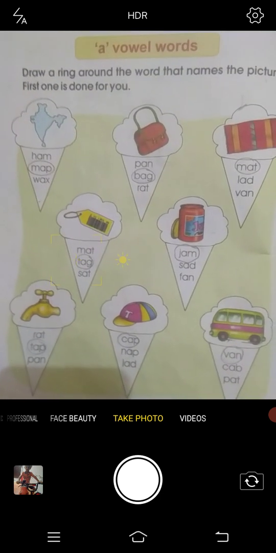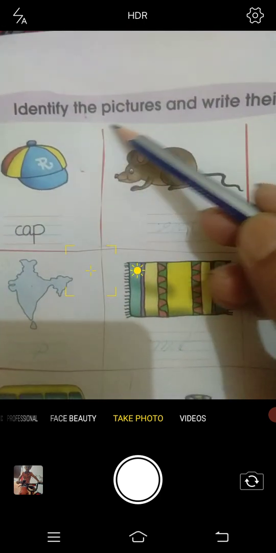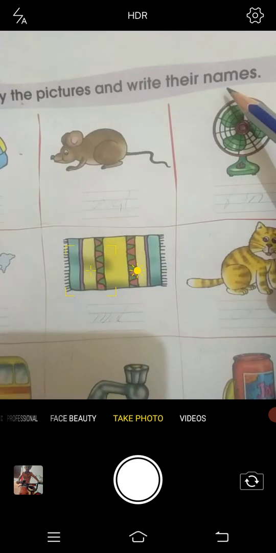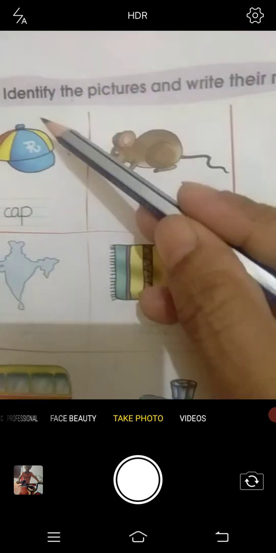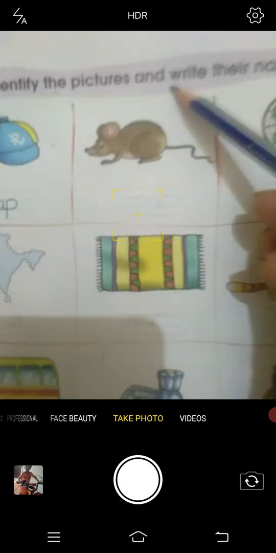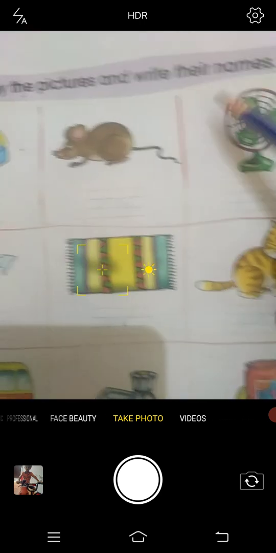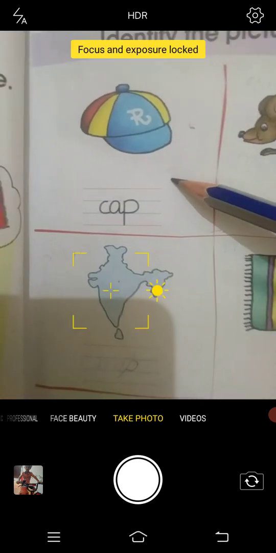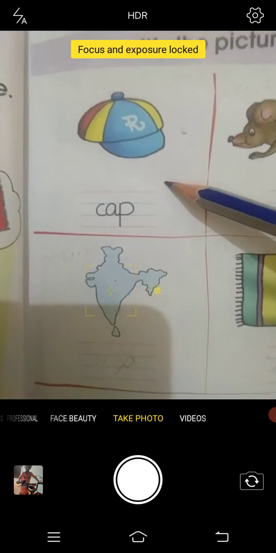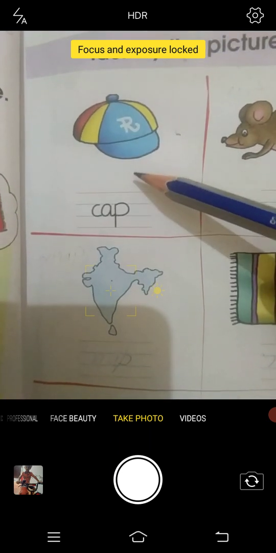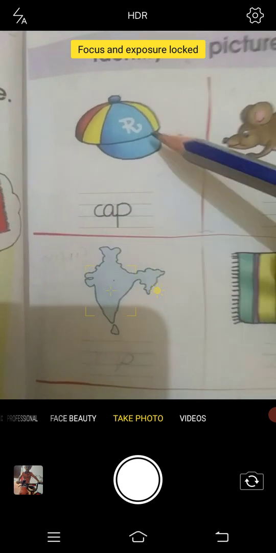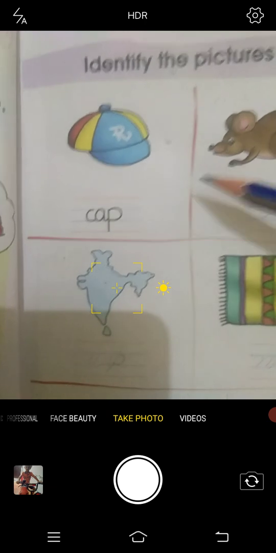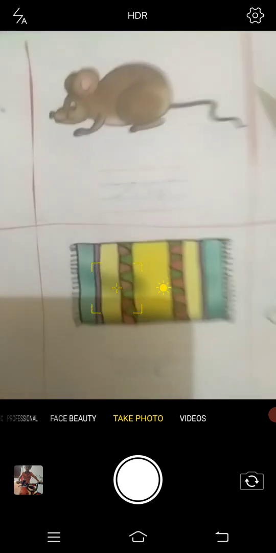Now, come on to page 13. What is written here? Identify the pictures and write their names. We have to first of all identify or recognize the picture. After that, we will write the name. What is this? This has been done for us. CAP, cap. Now what is this?